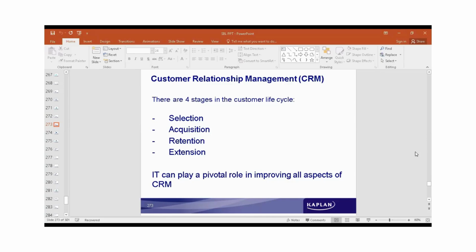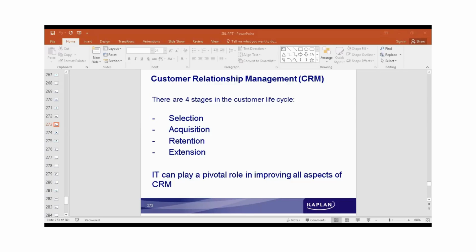Then we have customer relationship management, CRM. They see in the customer life cycle, there are 4 stages. One is selection, acquisition, retention, and extension. Under customer relationship management, it is about putting an effort to maintain a relationship with the customer. Marketing is not about only selling the products. It is more about maintaining a relationship with the customer.